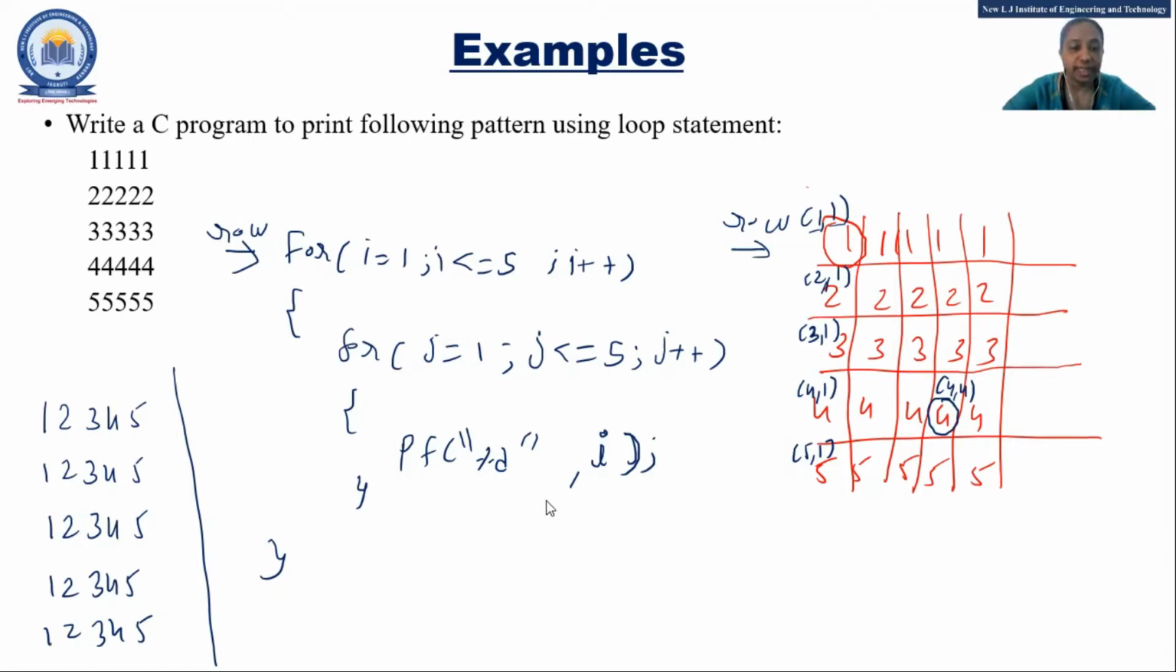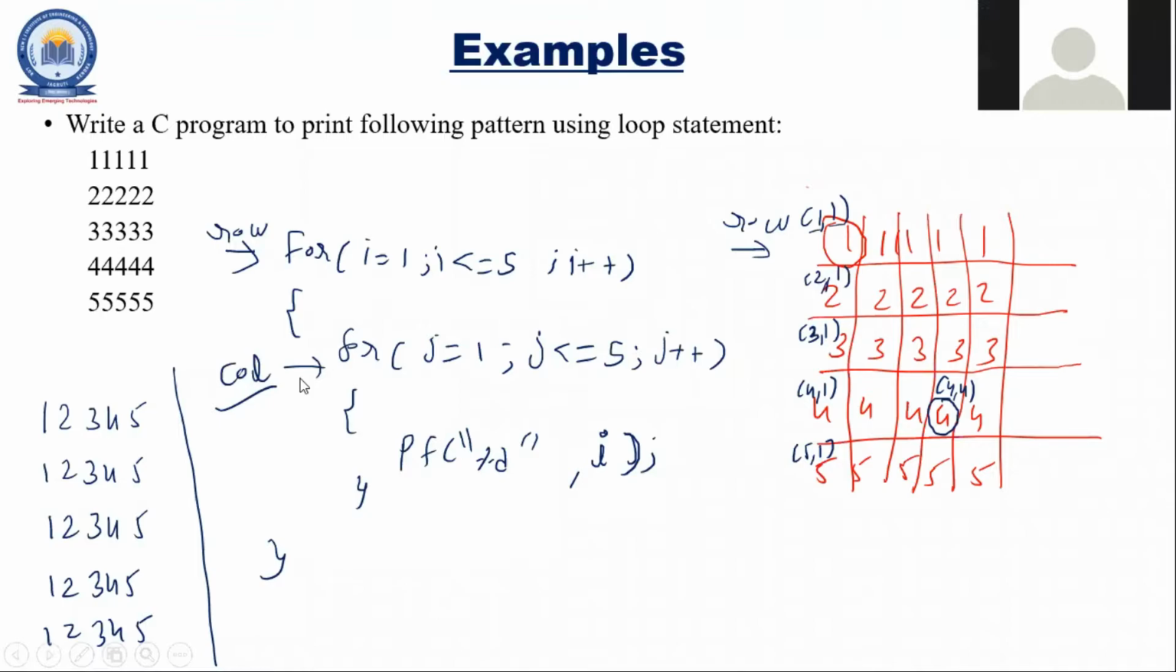The next thing: it may be possible that you will be asked differently, and that we will see in the next pattern. This is okay. With two for loops, normally the first one is used for the row and the second one is used for the column. Okay, normally it is like that. So the next pattern is this.